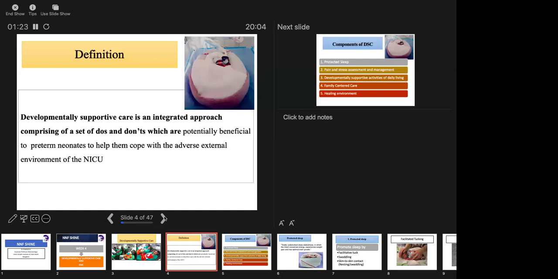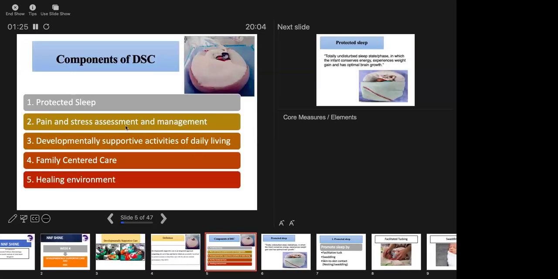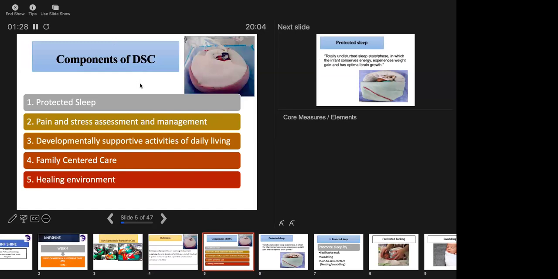So let us see what the components of this developmental supportive care are. These components are also called core measures or core elements. The first component is protected sleep. Then you have pain and stress assessment and management, developmental supportive activities of daily living, family-centered care, and a healing environment. First we'll discuss protected sleep. This is very important. You have to know these five components. Each component is very important, and as I told earlier, these are also called core measures or core elements of DSC.